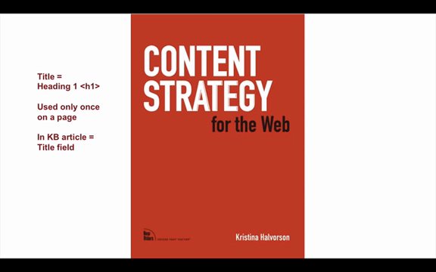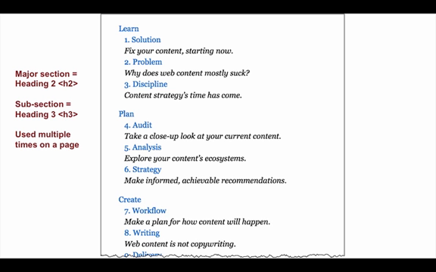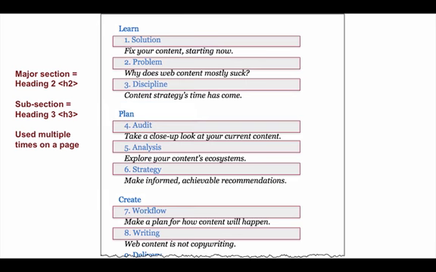The H1 heading, or the heading level 1, is reserved for the title, and it's used only one time on a page. Heading 2, or the H2 tag, are used to label the major sections. And heading 3, or the H3 tag, is used to label the subsections. Heading 2s and 3s can be used numerous times on a page. And there are also headings 4, 5, and 6 if you have more complex, highly structured content.